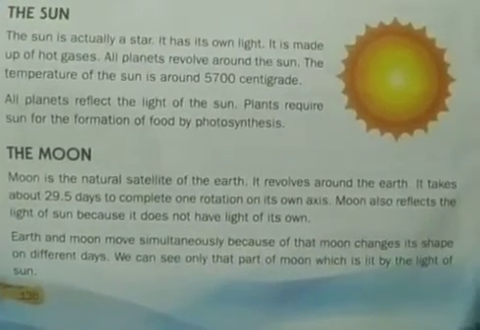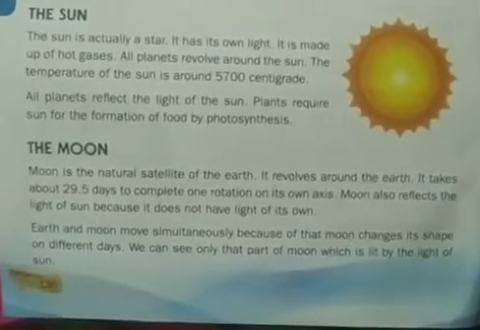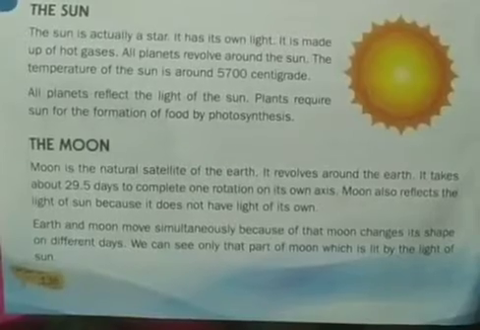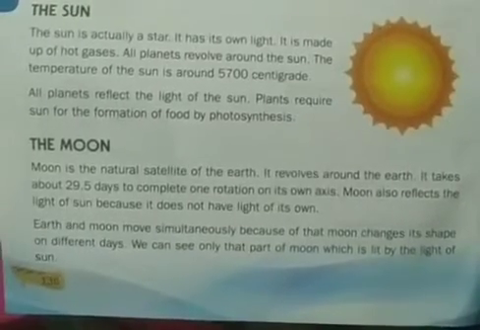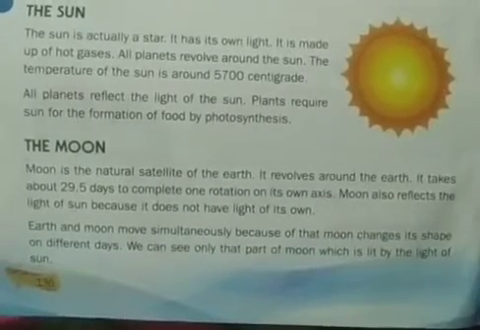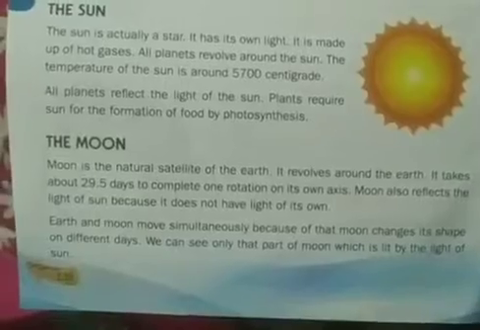Moon is the natural satellite of the earth. It revolves around the earth. It takes about 29.5 days to complete one rotation on its own axis. Moon also reflects the light of sun because it does not have light of its own.